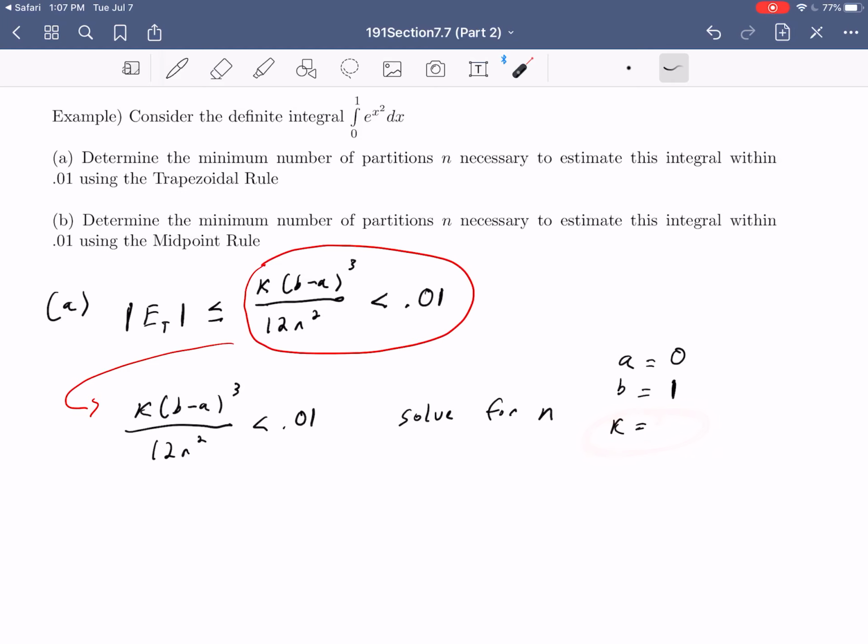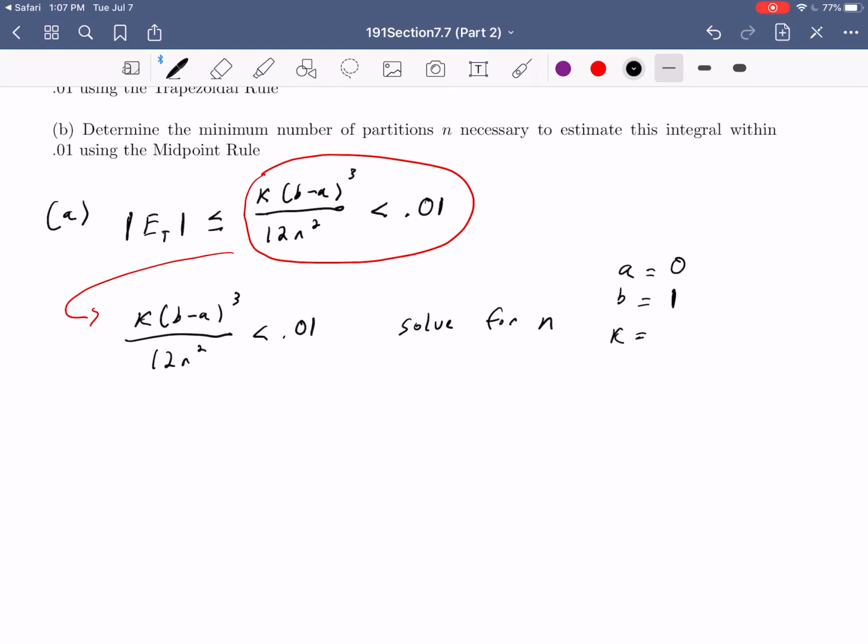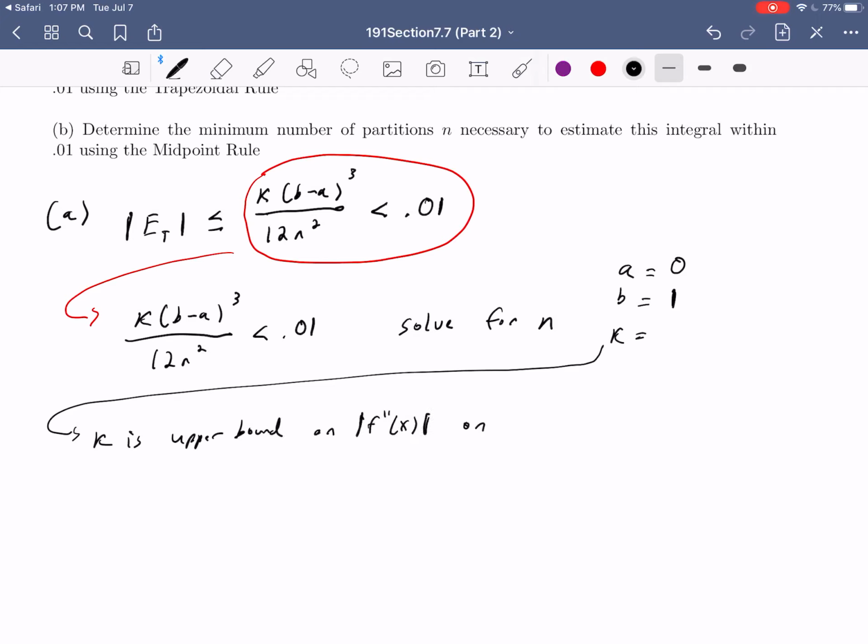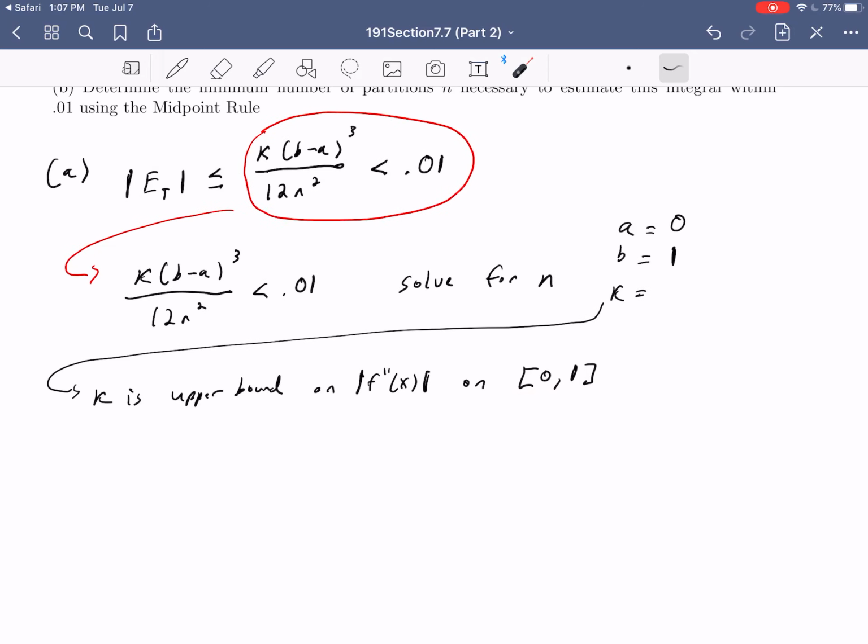And then K, well, this is where we're going to need to look at that second derivative. So let's go ahead, and K is supposed to be an upper bound on the absolute value of the second derivative of this function on the interval 0 to 1. Notice it's not just an upper bound on the absolute value of the second derivative everywhere. It's just on the interval we're working on.